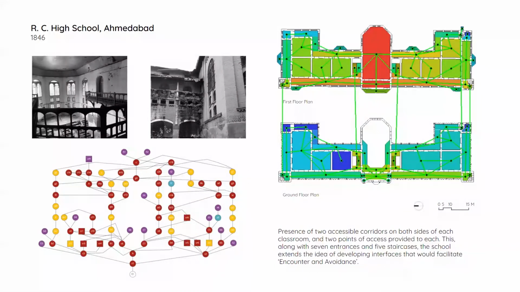The most distinguishable feature about RC High School is the presence of two accessible corridors on both sides of each classroom and 2 points of access provided to each. This, along with 7 entrances to the building and 5 staircases, extends the idea of facilitating encounter and avoidance between its students as well as its teachers.